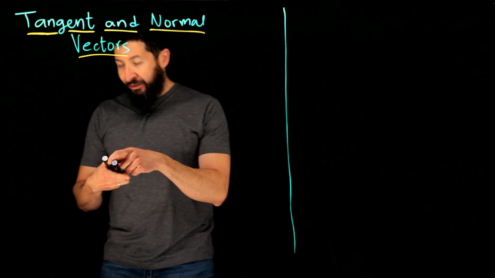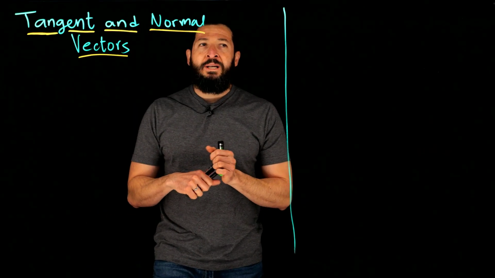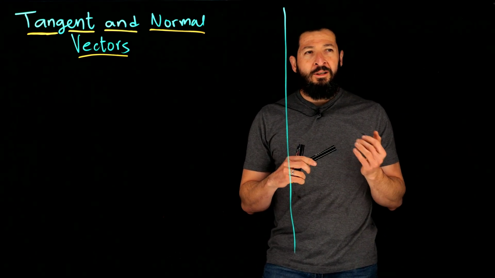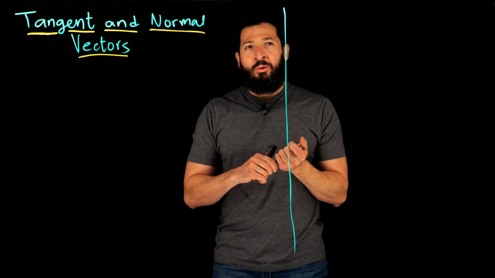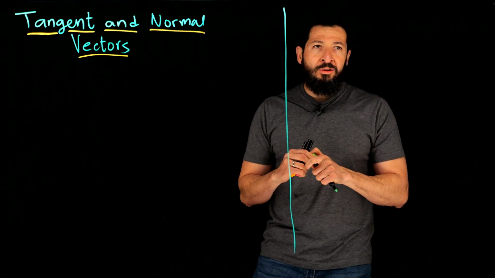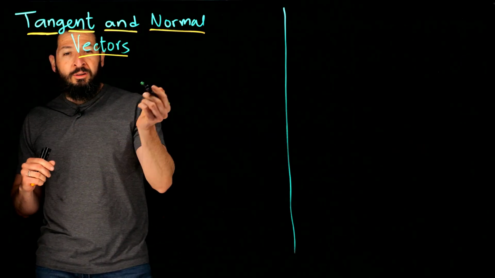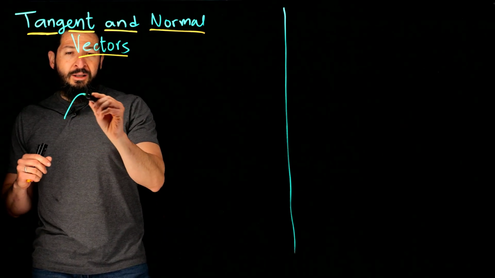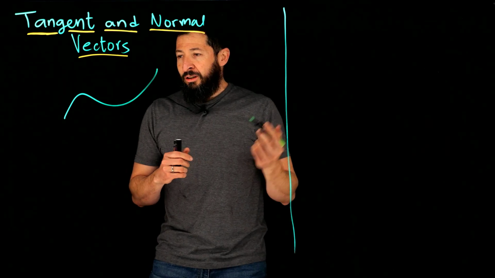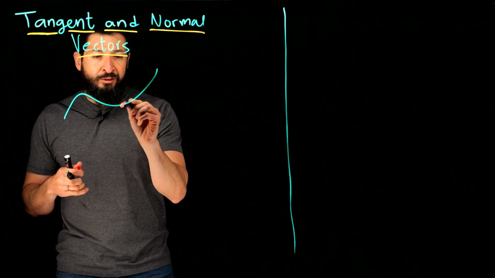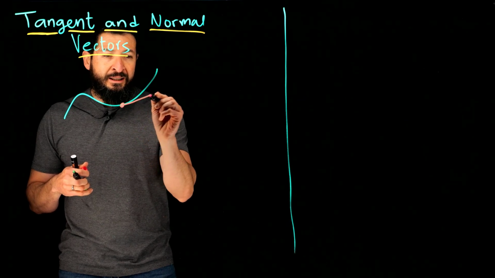Alright guys, so today we're going to talk about tangent and normal vectors with the aim of talking about curvature. Today's going to be quite a theoretical video, but it should give you a lot of intuition as to what's going on. So firstly, let's recall that if we had a curve, I'm going to draw it without any axis, just a curve. We were able to find the tangent line in the previous video by taking derivatives.